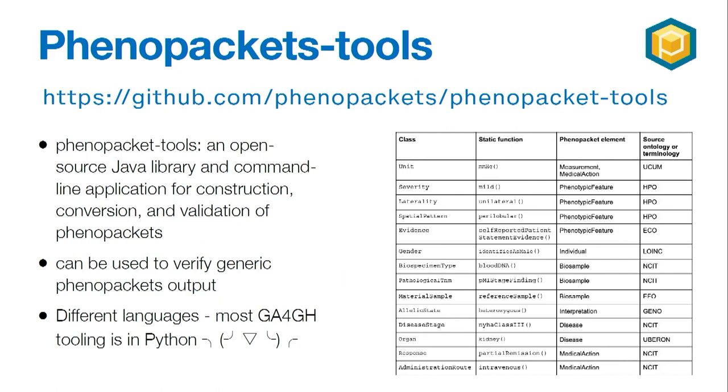And fortunately, the ecosystem of Phenopackets evolves rapidly. There are software tools for testing and verifying our own Phenopackets documents. A publication of the Phenopackets tools was recently accepted, but still we face the issue of different languages, since most GA4GH tools are in Beacon, while the Phenopackets tools are based on Java.